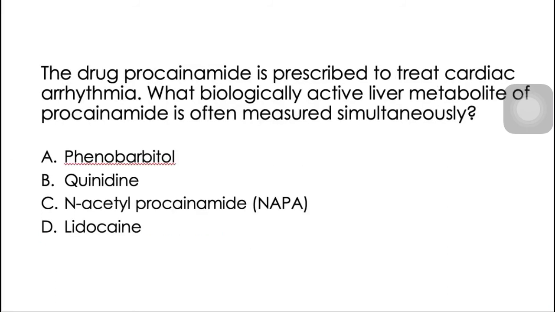Okay? Next, for your TDMs, no, the drug procainamide is prescribed to treat cardiac arrhythmia. What biologically active liver metabolite of procainamide is often measured simultaneously? Is it phenobarbital? Is it quinidine? Or is it a cardioactive drug? No? Is it N-acetylprocainamide or lidocaine? So the answer here is N-acetylprocainamide, or letter C.